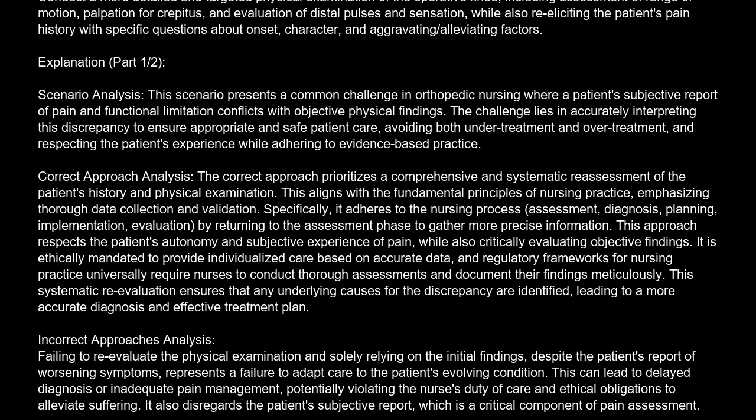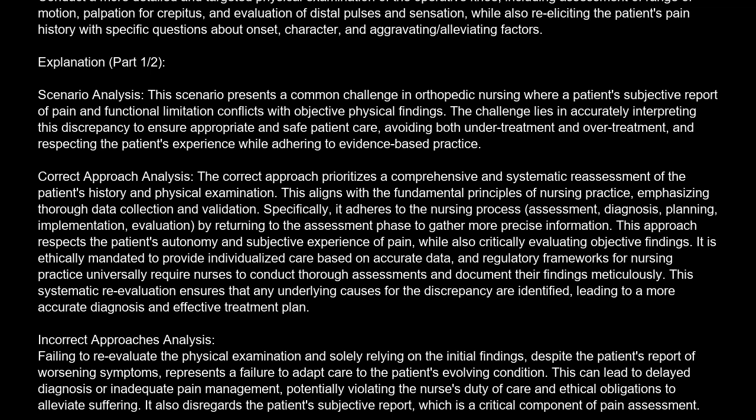Scenario analysis. This scenario presents a common challenge in orthopedic nursing, where a patient's subjective report of pain and functional limitation conflicts with objective physical findings. The challenge lies in accurately interpreting this discrepancy to ensure appropriate and safe patient care, avoiding both undertreatment and overtreatment, and respecting the patient's experience while adhering to evidence-based practice.